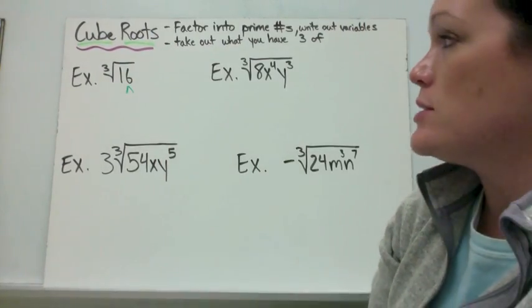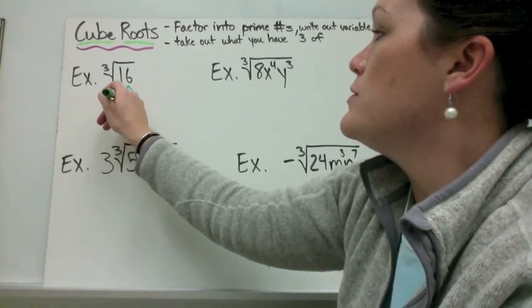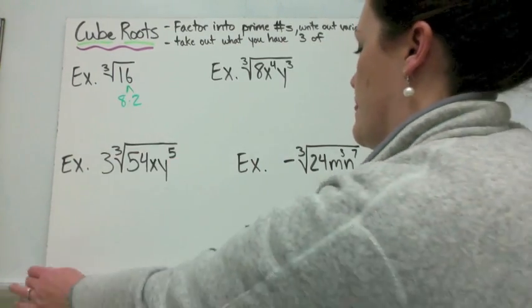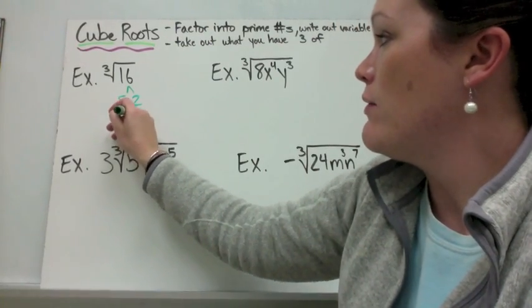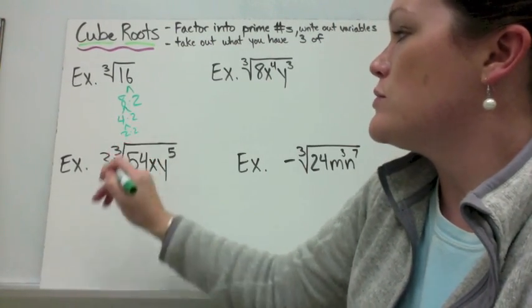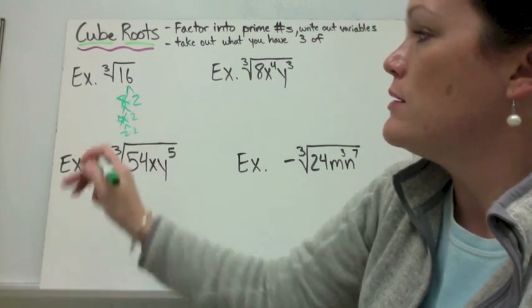So we want to break down 16 for our first example, the cube root of 16. So we have 8 times 2. And then 8 comes from 4 times 2. 4 comes from 2 times 2. So mark out what you have rewritten.